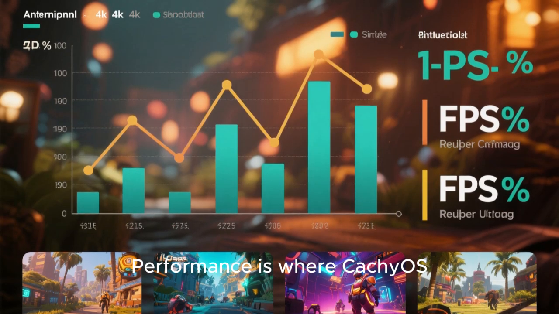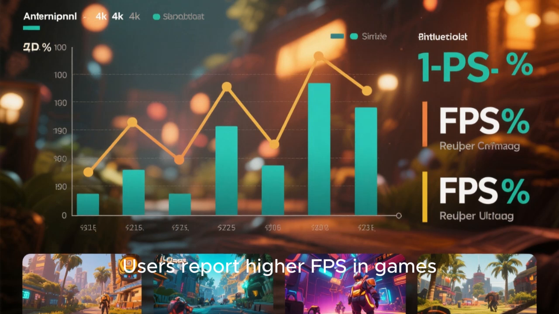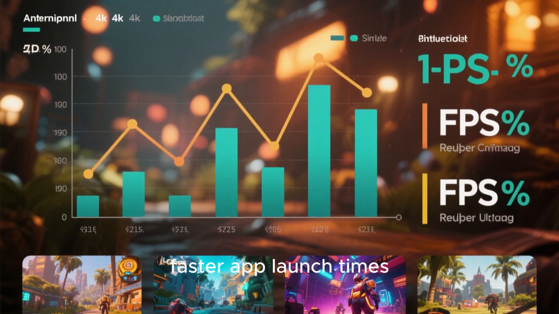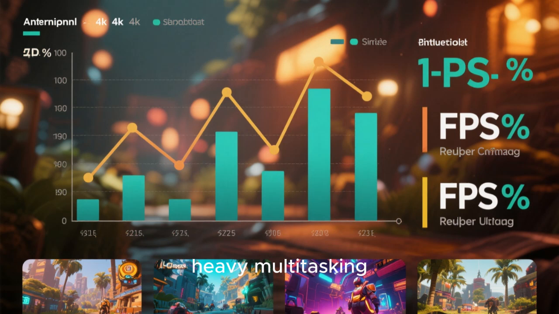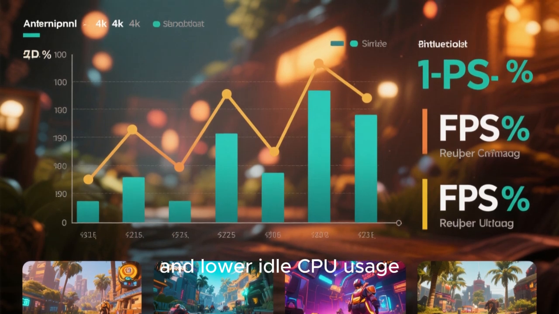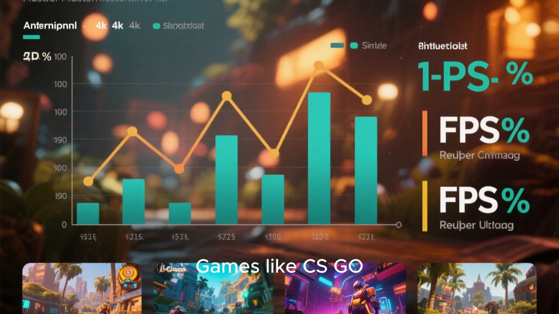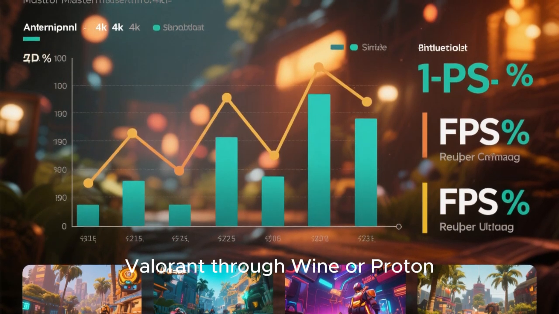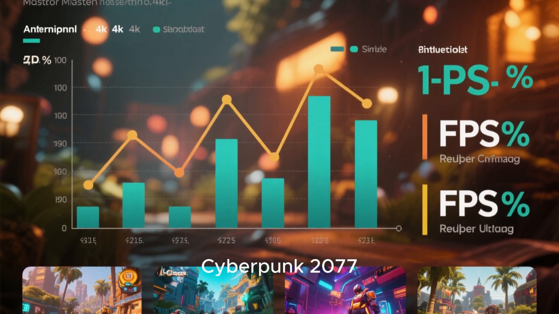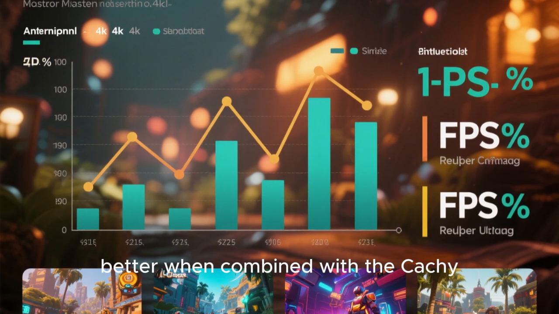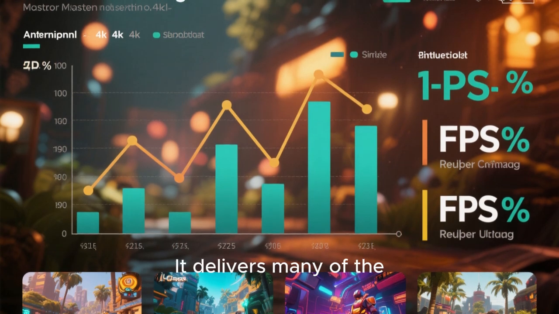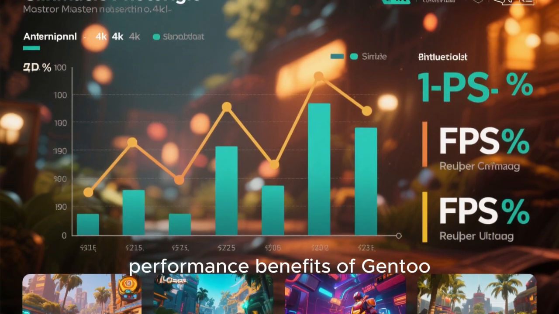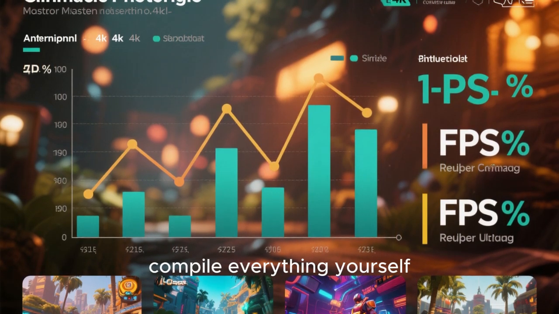Performance is where CachyOS really shines. Users report higher FPS in games, faster app launch times, better responsiveness during heavy multitasking, and lower idle CPU usage. Games like CS:GO, Valorant through Wine or Proton, Cyberpunk 2077, and Elden Ring often perform better when combined with the Cachy kernel and CPU-specific optimizations. It delivers many of the performance benefits of Gentoo without forcing you to compile everything yourself.